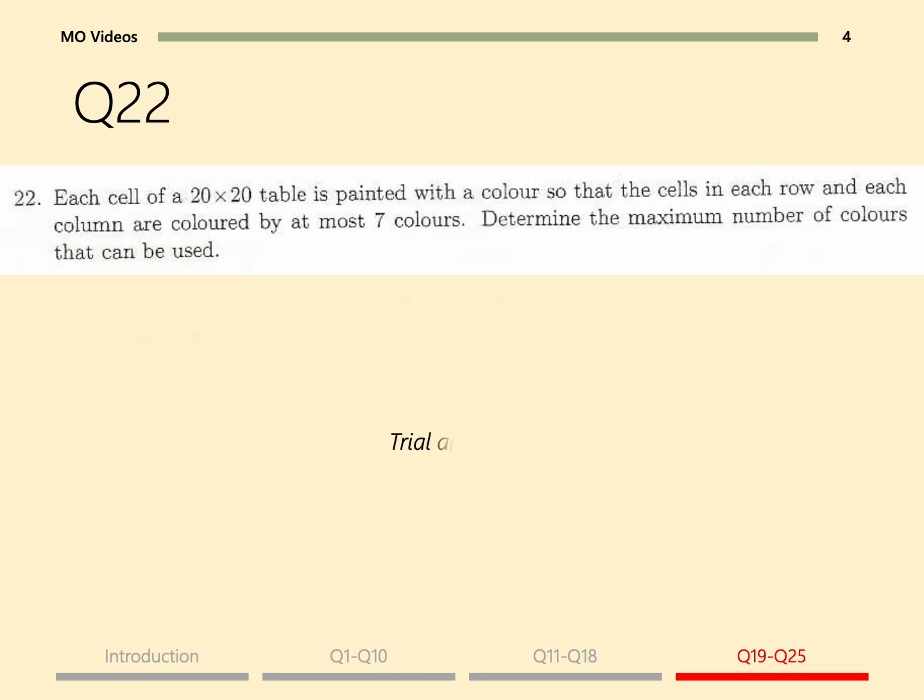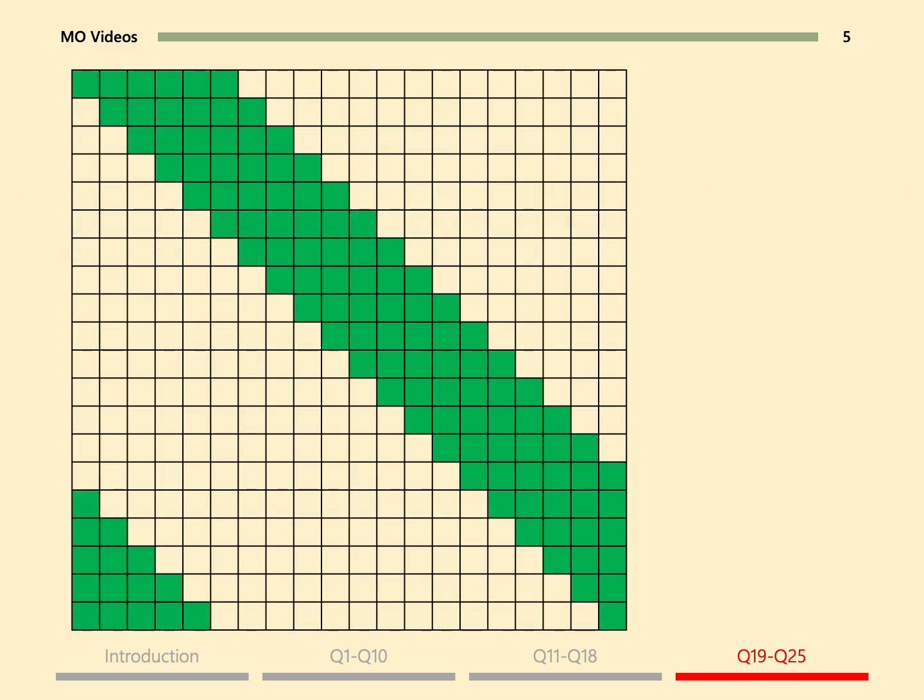In question 22, we are unfortunately tasked with trial and error, to improve on your coloring scheme over and over until you are satisfied with its optimality. This is the suggested coloring scheme, with 120 different colors in the green squares and a single color occupying all the blank squares.